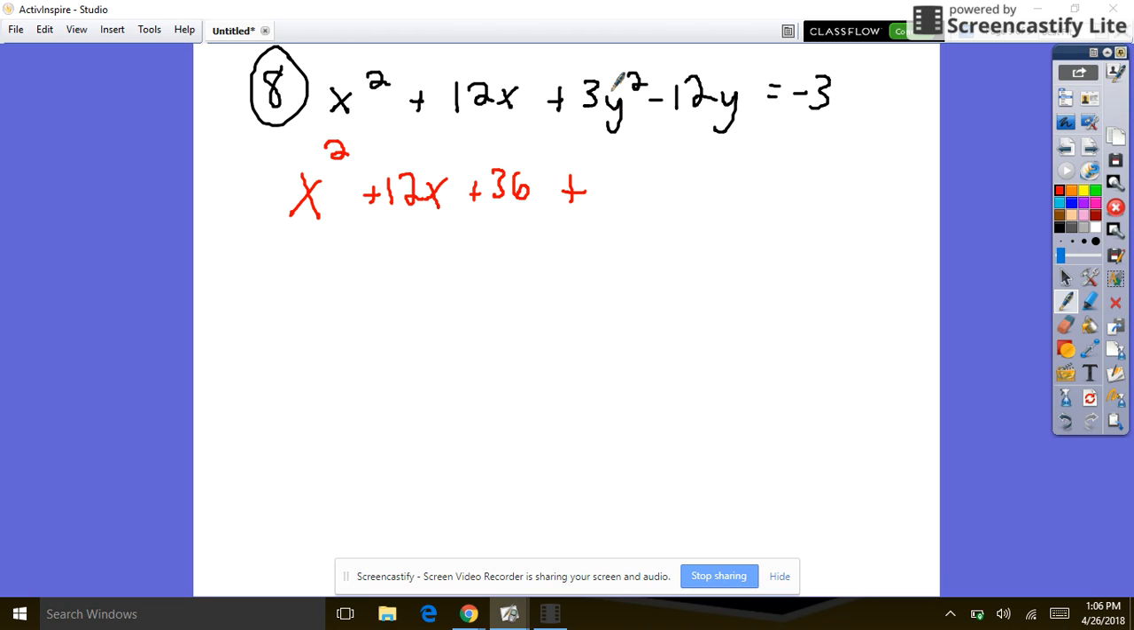one we need to factor out 3. So we have y squared minus 4y plus 4 equals negative 3 plus 36, which is 33, plus 12. 33 plus 12, what's that, 45?